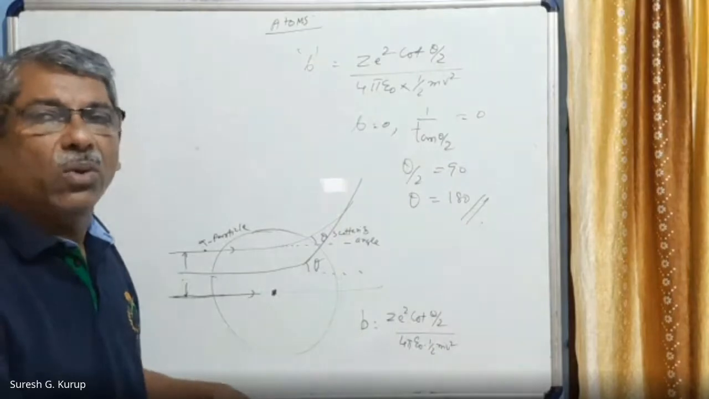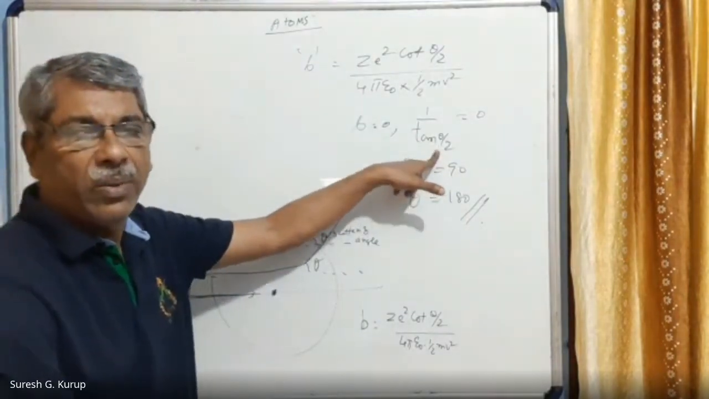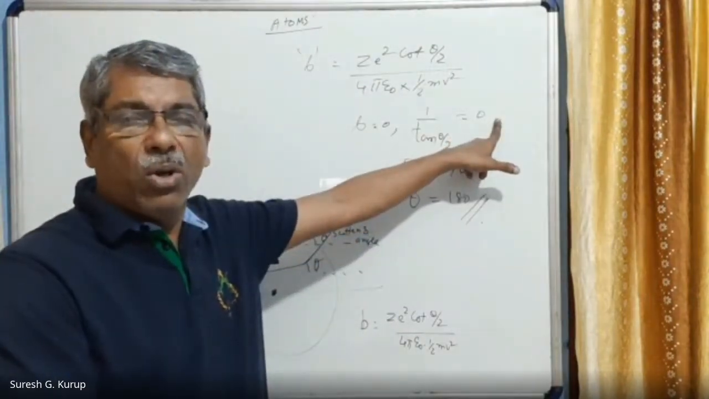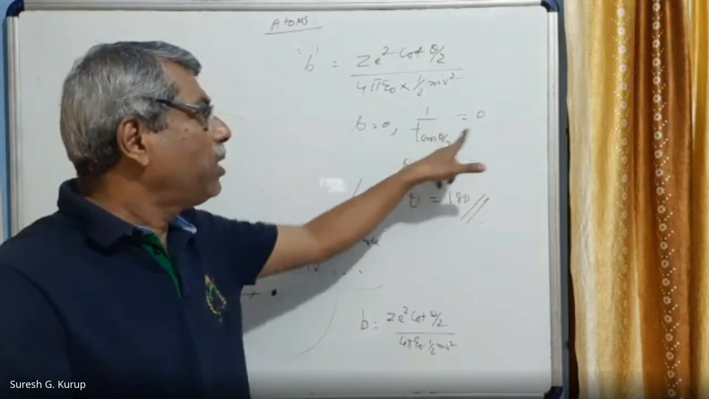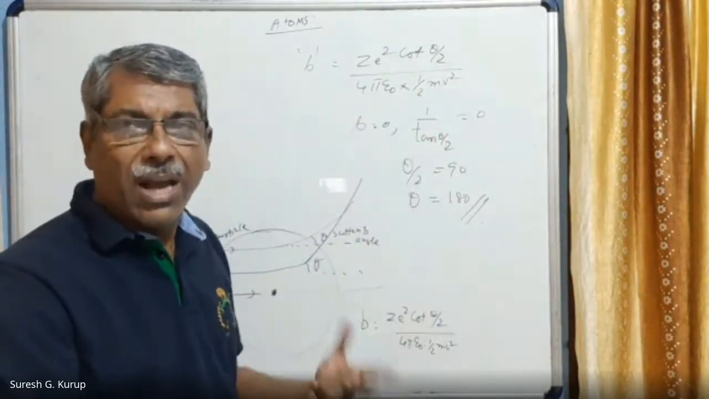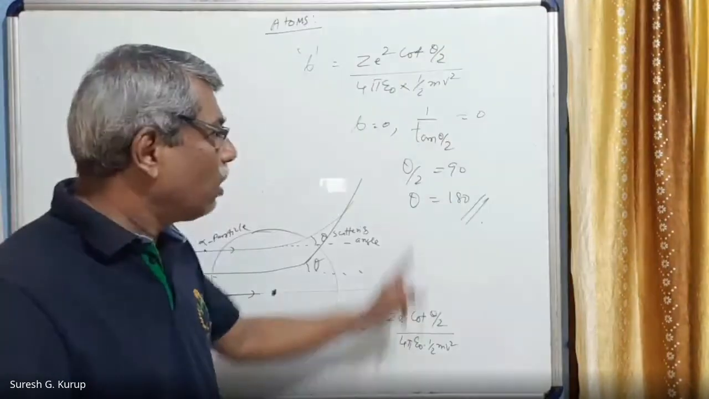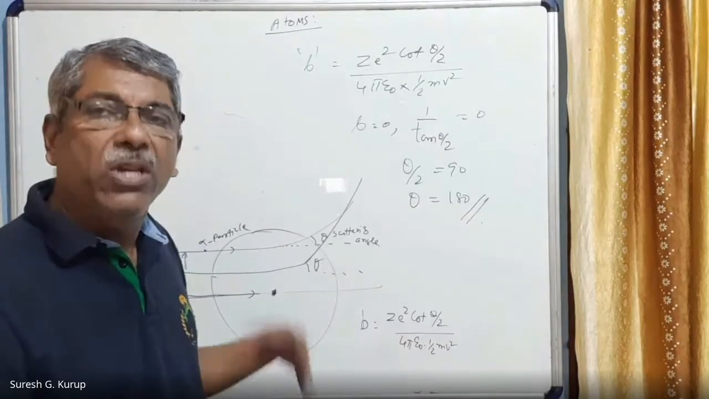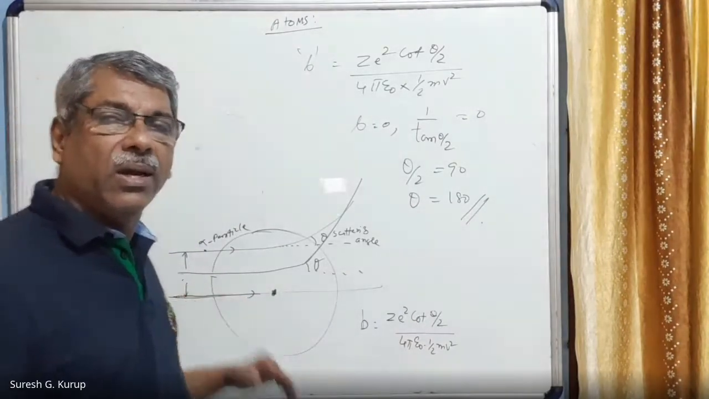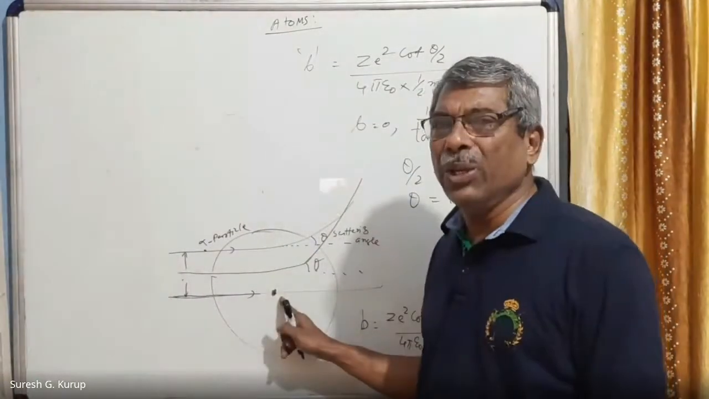For B to be equal to 0, 1 by tan theta by 2, that is cot theta by 2, is equal to 0. Cot theta by 2 is equal to 0 means theta by 2 is equal to 90 degree, because tan 90 is equal to infinity and 1 by infinity only is equal to 0. Therefore, theta is equal to 180 degree. So B to be 0 means it is a head-on collision. It is coming line to line with the nucleus.